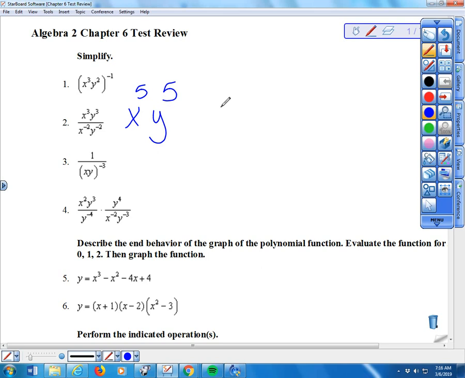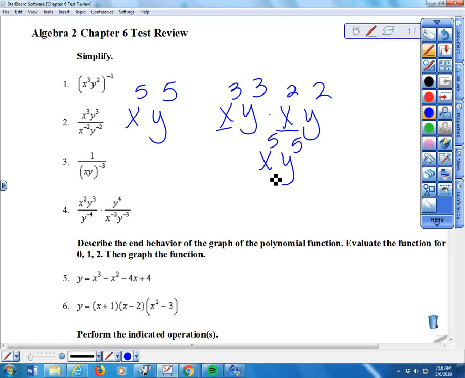Another way I could have done it is remember that negative means flip. So this would be times x squared, y squared. And then when I multiply with exponents in the same base, I add. So 3 plus 2 is 5. And 3 plus 2 is 5. Get the same answer.